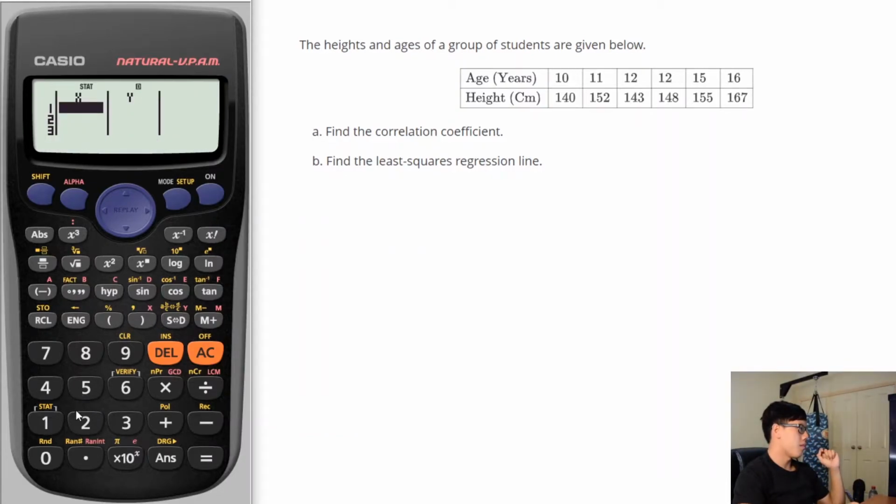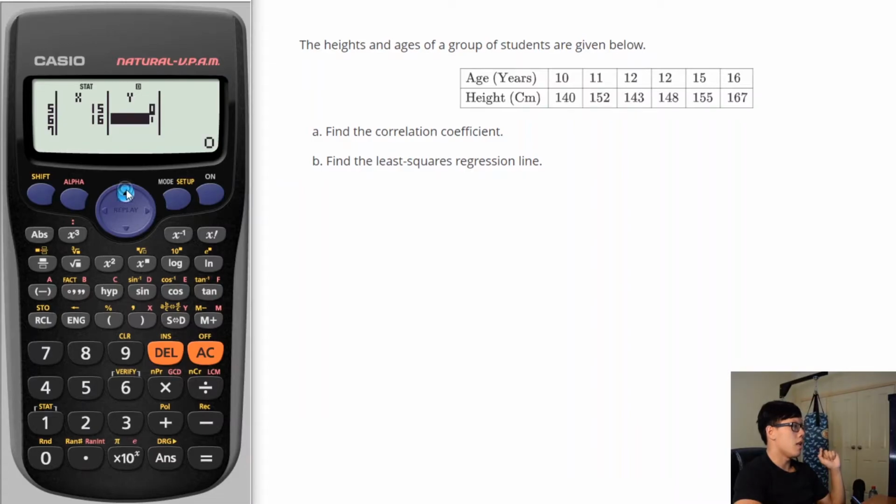And now I'm going to input my x data. In this case, I'm going to use age. So 10, 11, 12, 12, 15, 16. So I'm done putting in all of my x values.